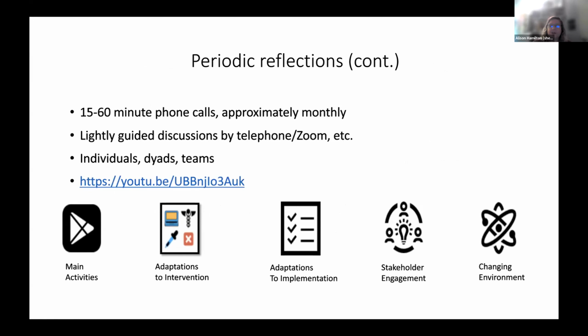So as I mentioned, these are brief phone calls. They're approximately monthly, not always monthly. That's why we call them periodic, because we want them to be regular, but it may be that you don't do one for 6 weeks or something like that. But we try for regularity, particularly monthly if possible. These can be done with individuals. They can be done with dyads. Sometimes they're done with teams of people who are on the ground involved with implementation.